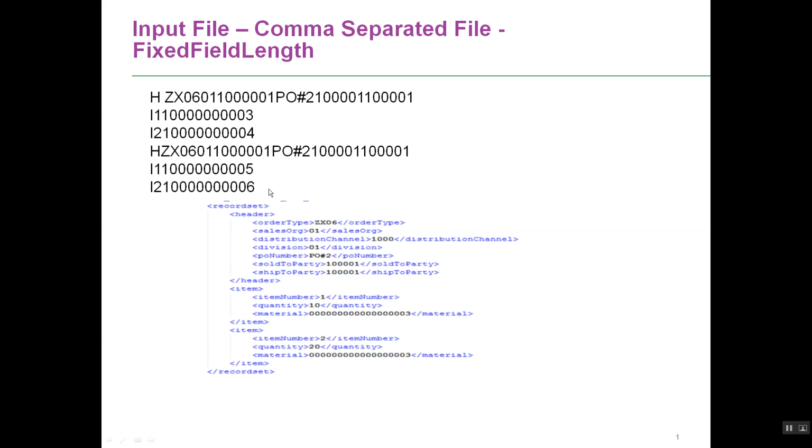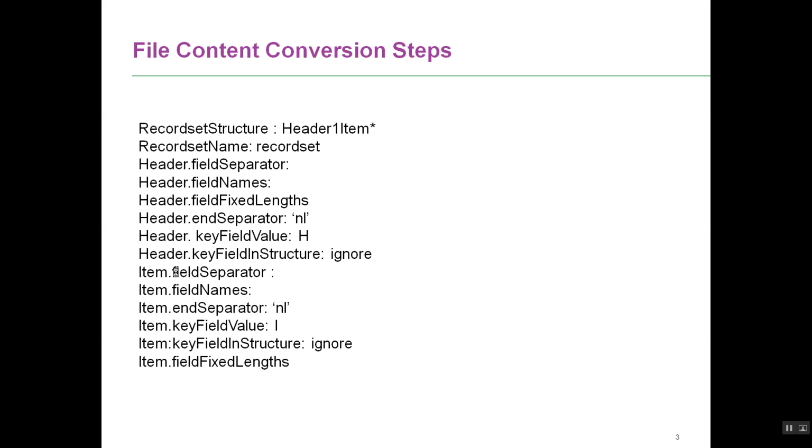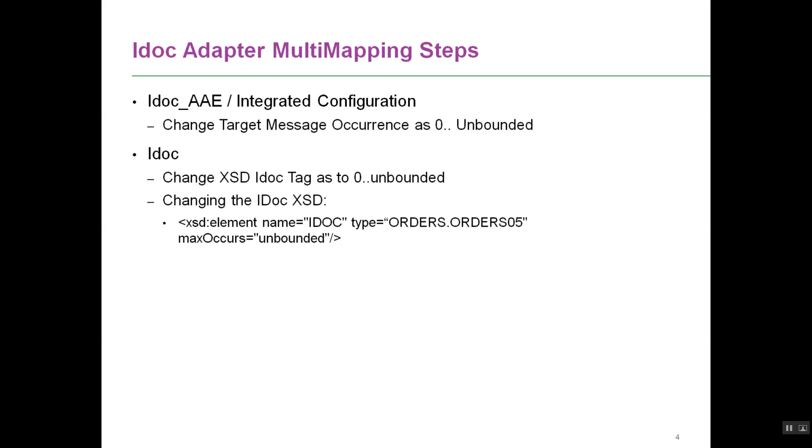We're going to pick up this file and process it in PI, where we're going to convert this file into XML content. Now once PI processes this into XML content, instead of using an integrated configuration, we are going to use a classical configuration. And because we are going to use a classical configuration, we are going to use an Idoc adapter and not an Idoc_AAE adapter. Also, this input file will contain multiple orders. So we will be looking at how we perform multi-mapping using an Idoc adapter.